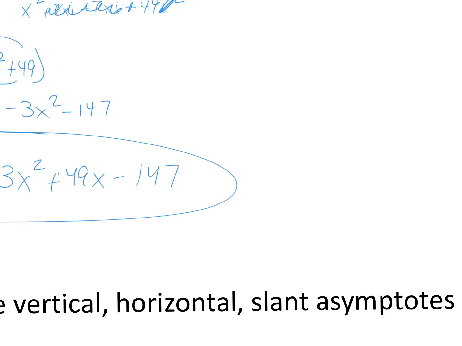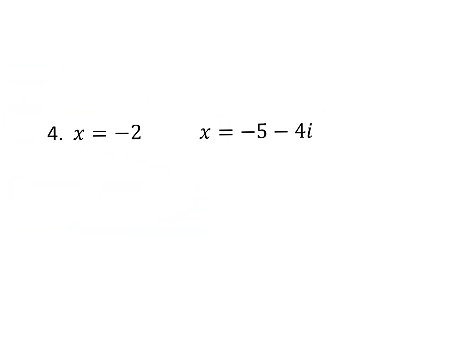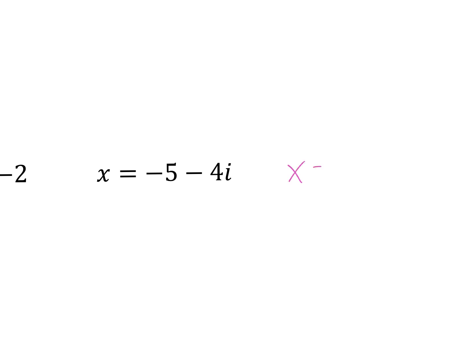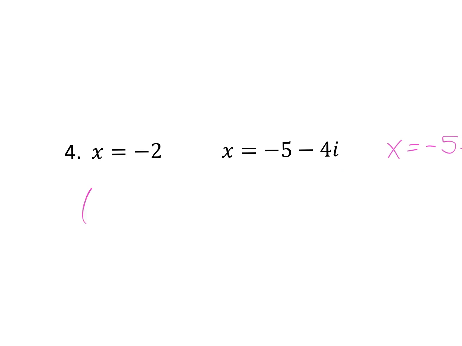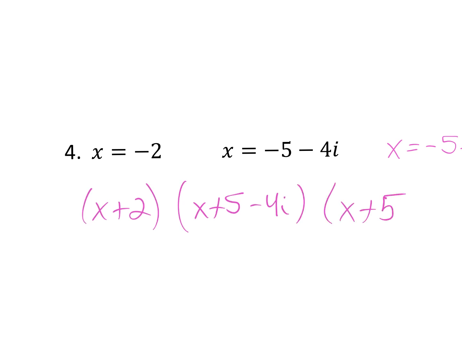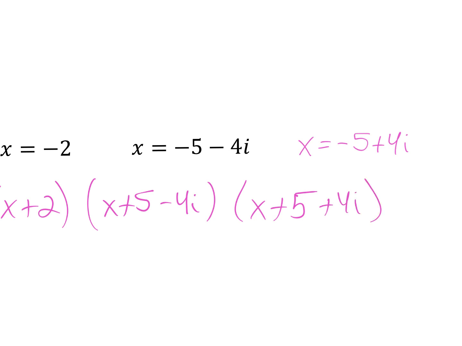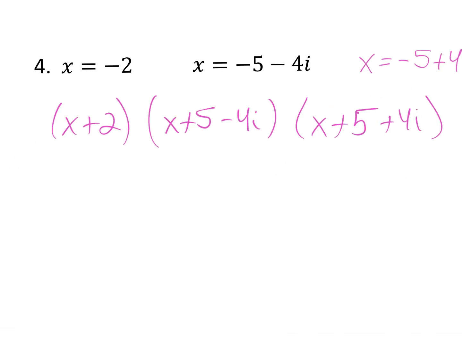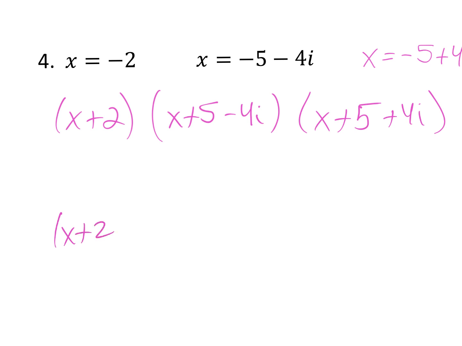All right, let's scoot along. All right, they gave me 2, but they actually, in reality, gave me 3. What's the third one that I have to account for? x equals negative 5 plus 4i. Very good. So I have my real one, x plus 2. I'm going to put it over here. And then I have my fake ones. When I bring negative 5 minus 4 over, this becomes x plus 5 minus 4i. And x plus 5 what? Plus 4i. Just got to have different signs.